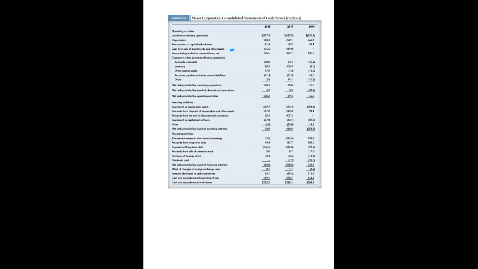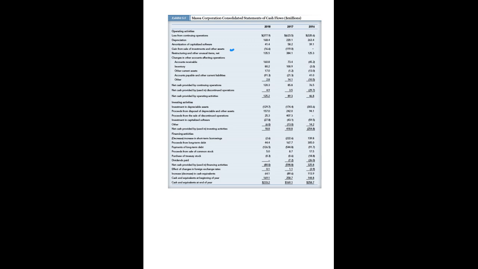Then accounts receivable, inventory, and other current assets, if you see, they all are increasing. The operating assets are increasing. It means that they are not bringing the cash flows for the business. Accounts payable and other current liabilities are decreasing. We have net cash flow from operating activities.